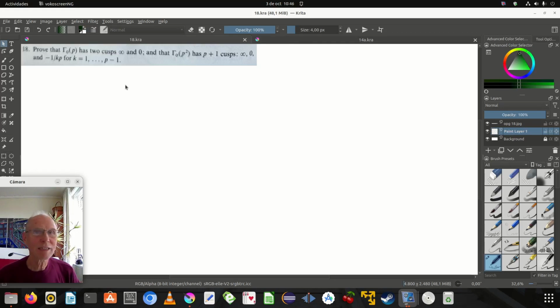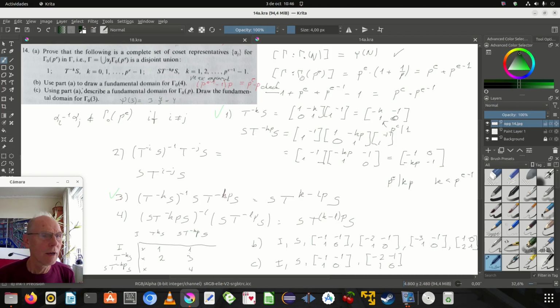Let's get started on the last problem of section 1 in chapter 3. We work on gamma naught of p first. I have to prove that there are only two cusps. We actually already worked on this in problem 14, where we should describe the fundamental domain of gamma naught of level p.